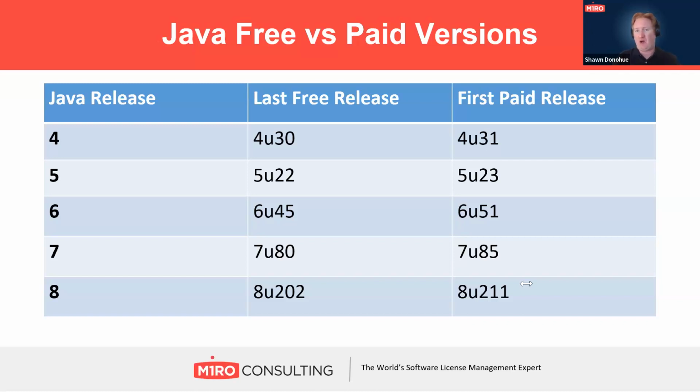If you update to 31, it's a paid version. You can see here, I'm not going to read them off because I sent them all to you. 8 is probably the most used of this group. So keep in mind, the magic number for 8 is 202. If you got 202 or less, then you don't need a license. If you've got 211 or more, you do. So keep that in mind when you're looking at your older Java versions, if that's what you're running.